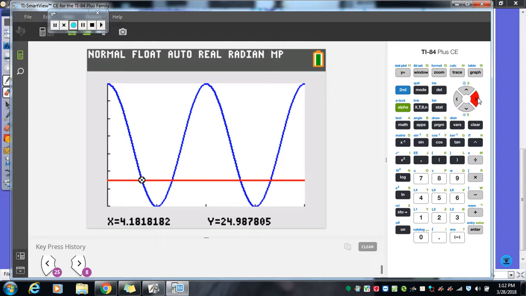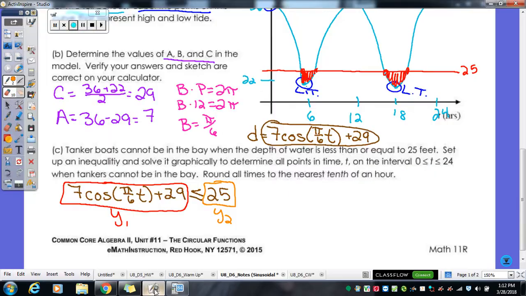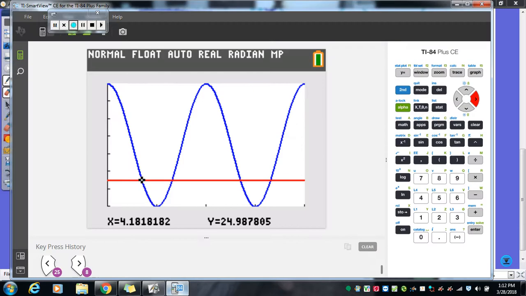So if I look at my x's, it's 4.18. So to the nearest tenth, it would be 4.2. So 4.2 is less than or equal to t. Now we've got to figure out the other value over here. So move your little blinker guy over.